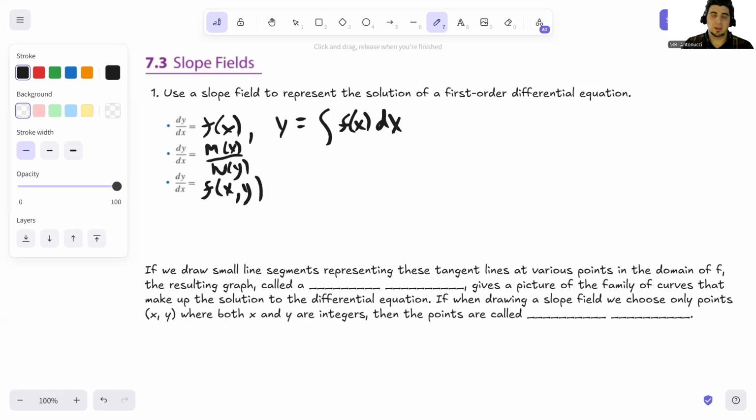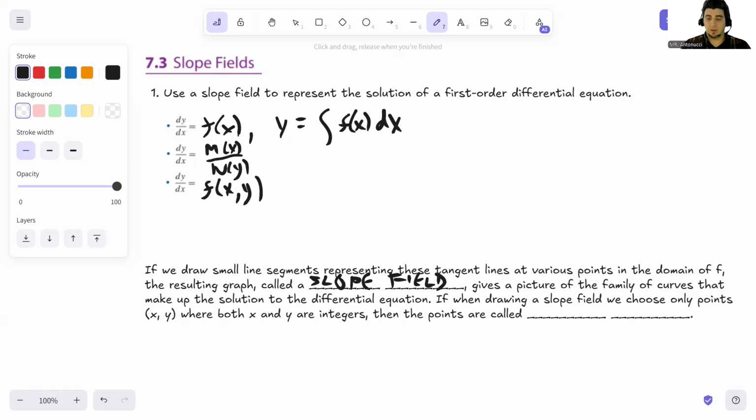So to find the solution to a first order differential equation, we can plot what's called a slope field. We draw small line segments representing the tangent lines at various points in the domain of f. The reason we use tangent lines is because if we know the differential equation, that's essentially telling us the slope at any point. The resulting graph of those little tick marks of tangent lines at different points is called a slope field. And this gives us a picture of the family of curves that make up the solution to the differential equation.